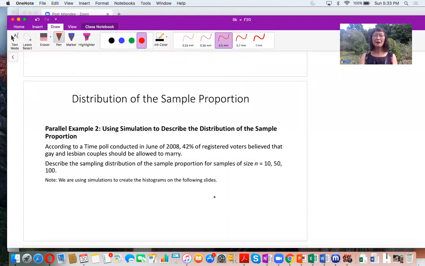All right, next example. Using simulation to describe the distribution of the sample proportion. According to a Time poll conducted in June 2008, 42% of registered voters believe that gay and lesbian couples should be allowed to marry. Describe the sampling distribution of the sample proportion for a sample size of n.